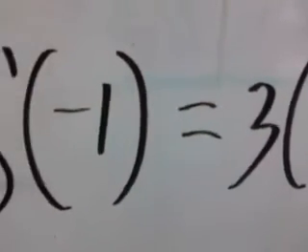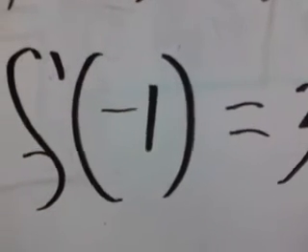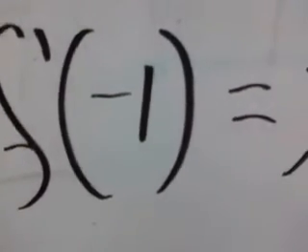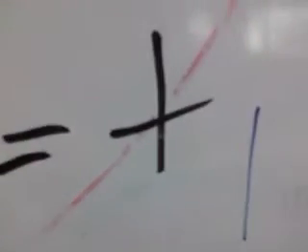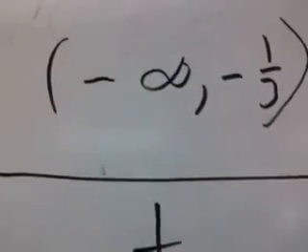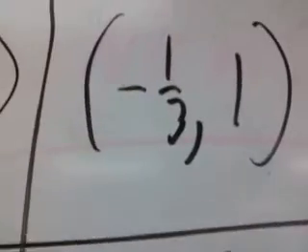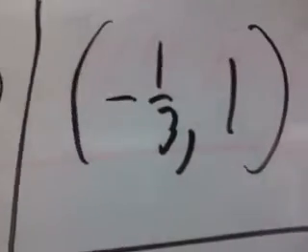If you have a positive number for the answer, it's increasing. If you have a negative number, the function is decreasing. So we just plug it in, and then we simplify, and we find out that it's equal to a positive number. So that means in this first interval, the function is increasing from negative infinity to negative 1/3. All right, then we go to the next interval, negative 1/3 to 1.